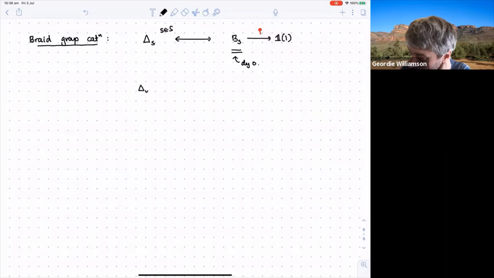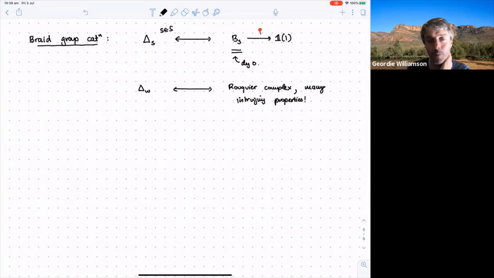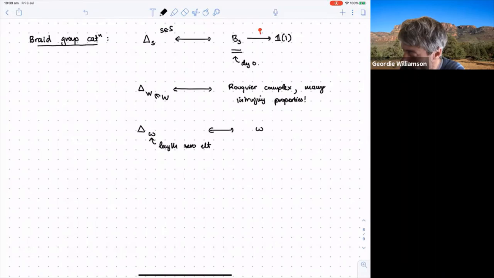Delta W goes to something called a Rouquier complex, which has many intriguing properties that we could talk about for several weeks. But just so, if you've heard the word Rouquier complex, you know where to put these things in. So this is really a W. And delta omega, a length zero element, just goes to omega in degree zero. It just acts as an automorphism.